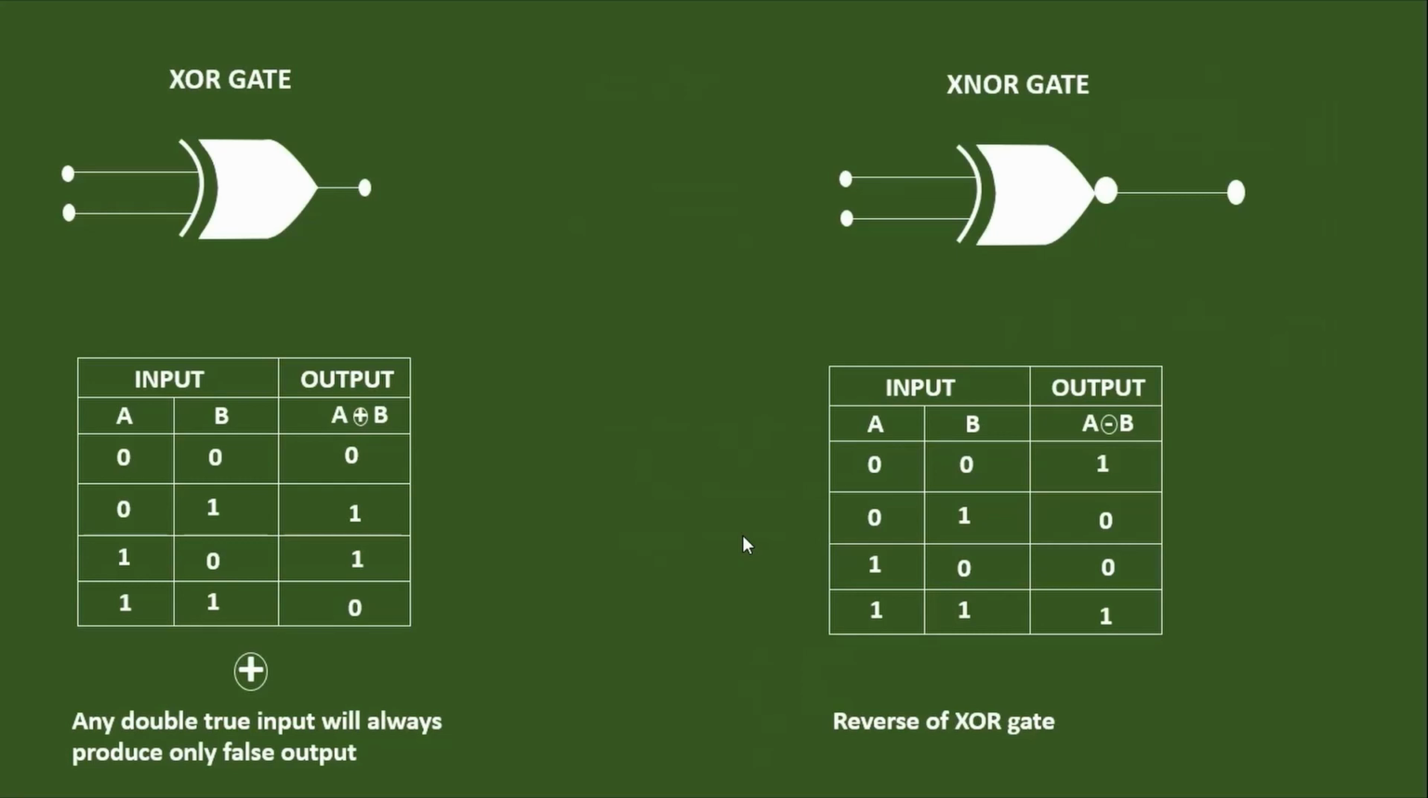In XOR gate, any double true input will always produce only the false output, that is 0 plus 0 is always 0, 0 plus 1 is 1, and 1 plus 0 is 1, 1 plus 1, that is any two true values will always produce a false value, that is 0. Moving on to the XNOR gate now, this is exactly opposite to the XOR gate. So here we will add the NOT gate again. So 0 plus 0 is 1, that is any two false values will always produce a true value. 0 plus 1 is 0, 1 plus 0 is 0, and 1 plus 1 is 1. Any two true values will produce only the true value.